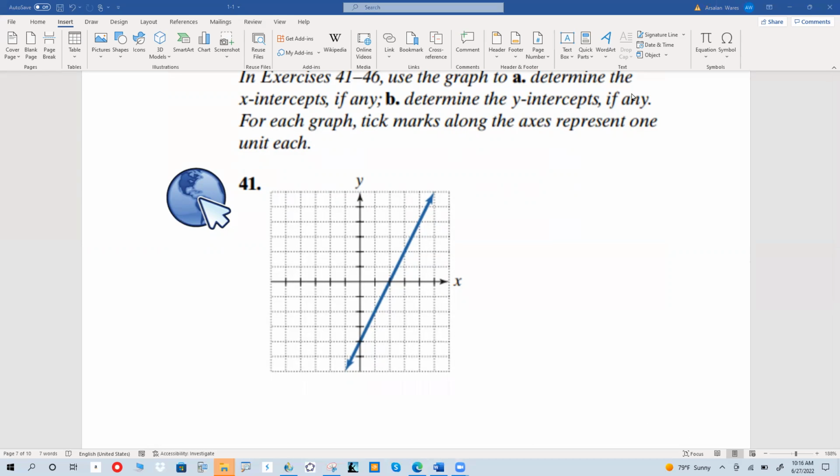Anyone? 1 for each. 1 x and 1 y. Would that work, guys? Yes, that's correct. Thank you. I think it's Jack. Thank you. Awesome. Let's move on.